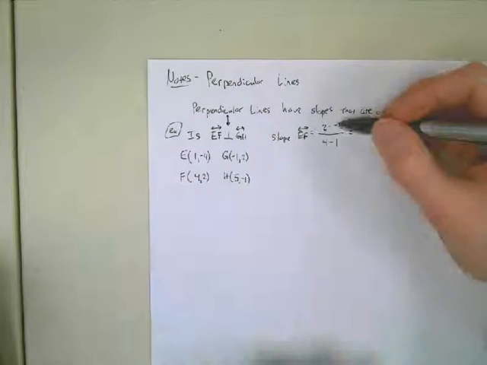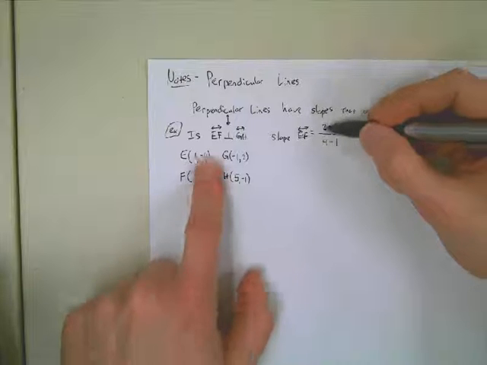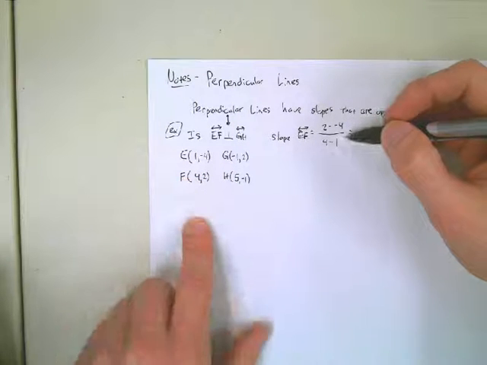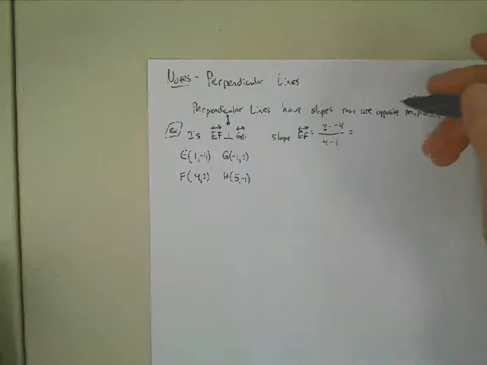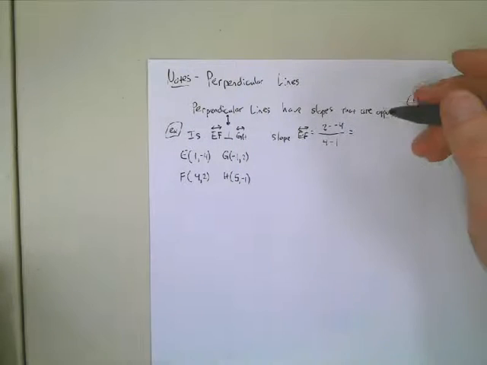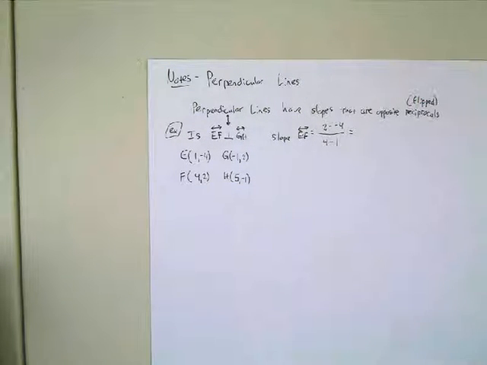Again, we subtract the y coordinates on top, we subtract the x coordinates on the bottom. If you feel like you always get that confused, remember slope is rise over run. Rise over run. And the rise deals with the y coordinates, right? The y coordinates go up and down. The run is the x coordinates. They go left and right, okay? So rise, y coordinates, over run, x coordinates.